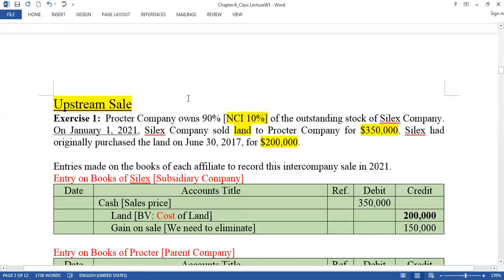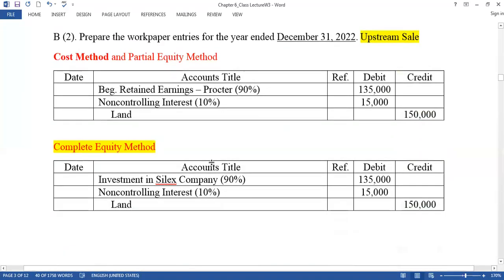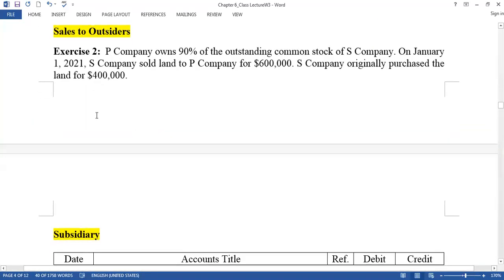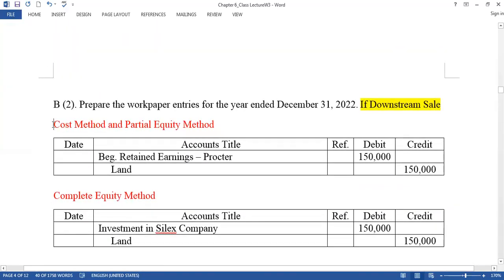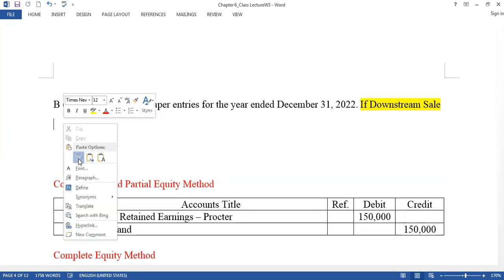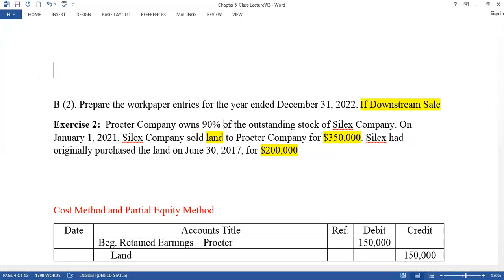It is the same question, which means exercise 1. I just change it. For example, this is exercise 2. You can copy and paste from exercise 1. Procter company owns 90%, and it is downstream sales. You know that if it is downstream sales, we don't need any NCI.